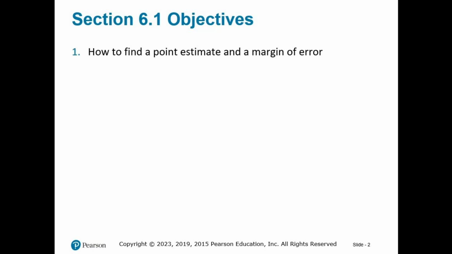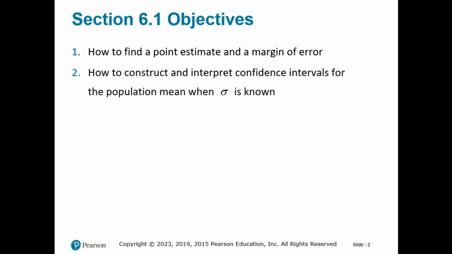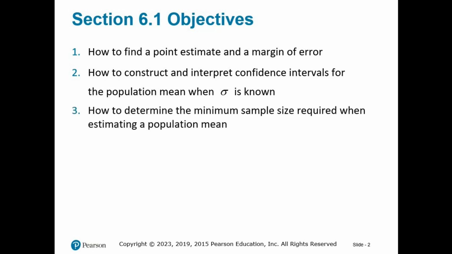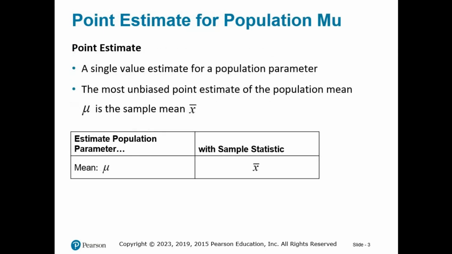So in this section, we're going to learn how to find a point estimate and a margin of error. We're going to learn how to construct and interpret confidence intervals for a population mean, and we're going to learn how to determine the minimum size of sample that you need to estimate a certain population. So we'll start with a definition. A point estimate is a single value estimate for a population parameter. The most unbiased point estimate of the population mean, mu, is the sample mean, x bar.